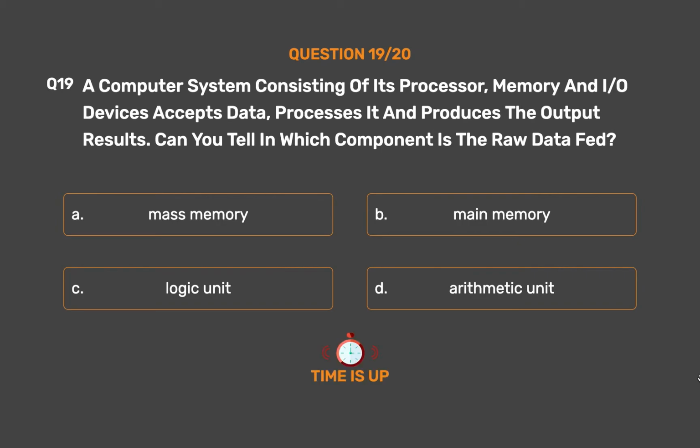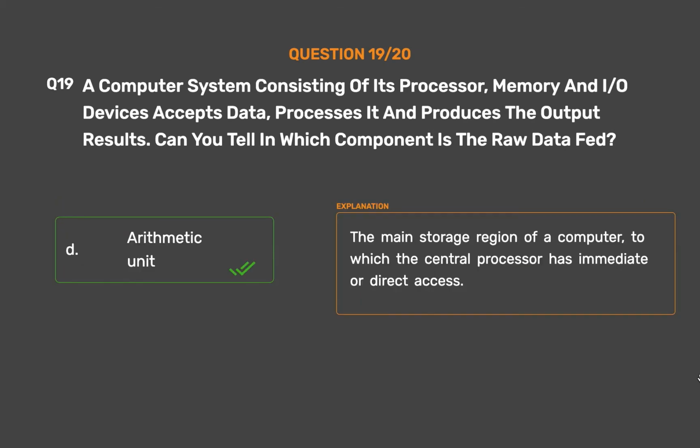The correct answer is Option D. Arithmetic unit. The main storage region of a computer, to which the central processor has immediate or direct access.